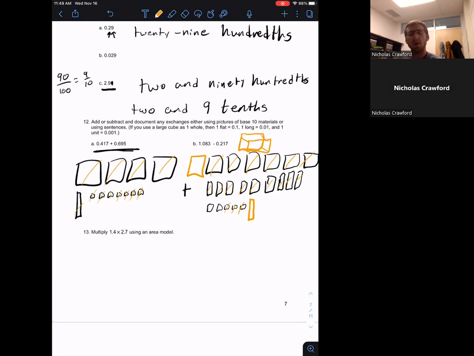Okay. So what do I have now? Well, I have 1 cube, 1 flat, 1 long, and 2 units. I get 1.12. Okay, so we had to exchange every time we got back up to 10.